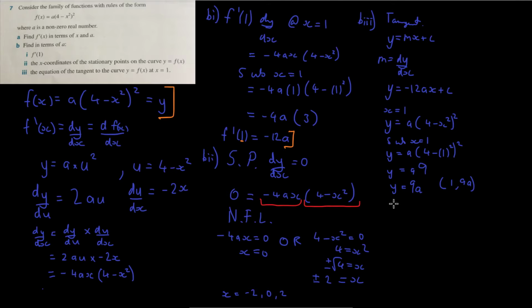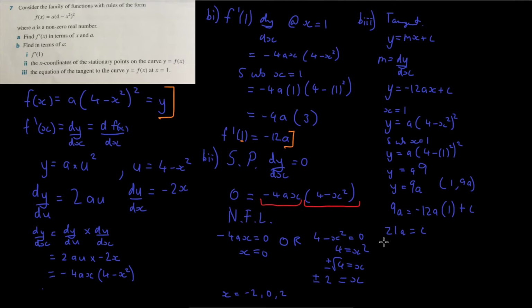We've got 9a. I'm going to write a little tick on the a there, just to make it a little bit separate from my 9. That will equal negative 12a times 1 plus c. Let's get the c by itself. Let's add 12a to both sides. That'll give me 21a equals c. Fantastic. So I've got an m value, which is negative 12a, and our c value, 21a.